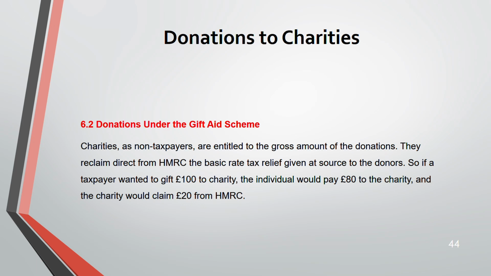Let's say a taxpayer wants to gift 100 to charity. The individual will only pay 80 to charity, and then the charity would claim the balance 20 from HMRC. That's how it works. You don't give 100 straight away. You want to give 100 to charity, you only give 80. The balance 20, charity will claim from HMRC. That's how they get the 100.